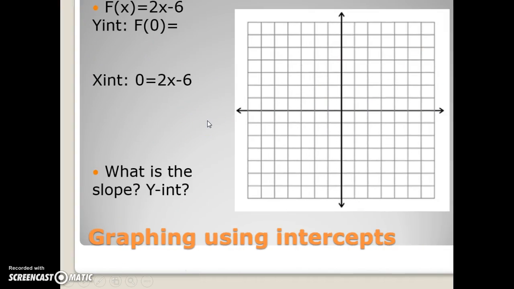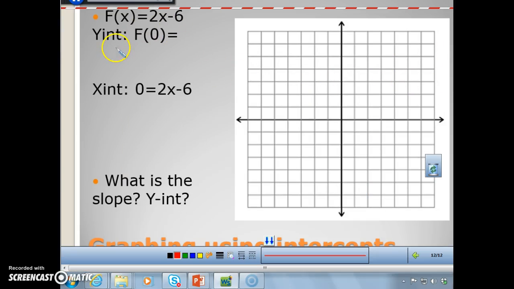We can also graph using intercepts. So to find our y-intercept, pretend like we're starting all over again. This is a brand new problem. Realize that it is the same line that we're going to get. But to do it a little differently, we could evaluate when x is 0. So 0, negative 6.